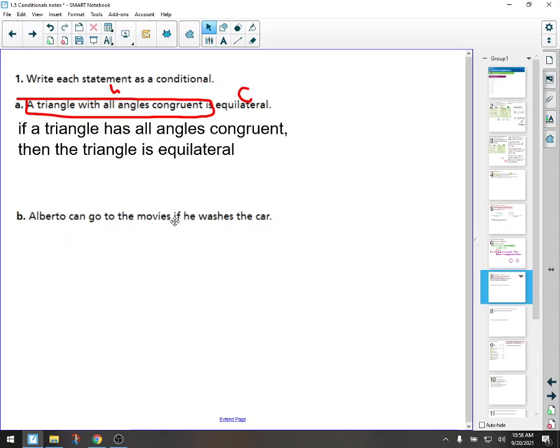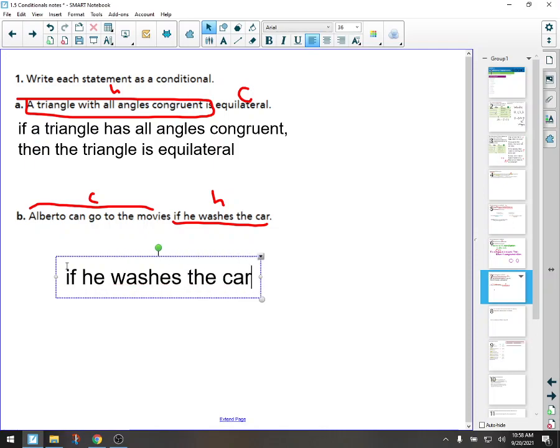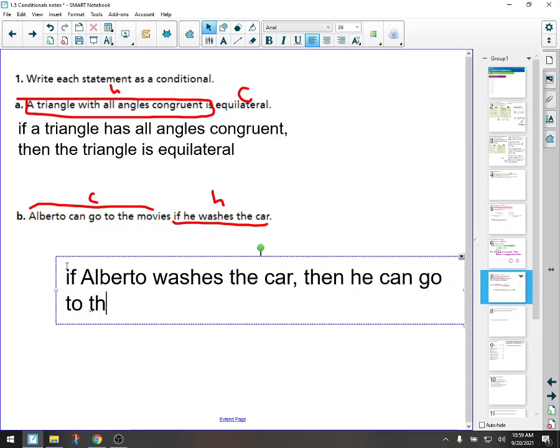Alberto can go to the movies if he washes the car. Ooh, I see if. If he washes the car. So how could we set this up as that's our actual hypothesis, and then this is our actual conclusion? So we could say, if he washes the car. Wait a minute. If who washes the car? So we could say, if Alberto, then he can go to the movies.